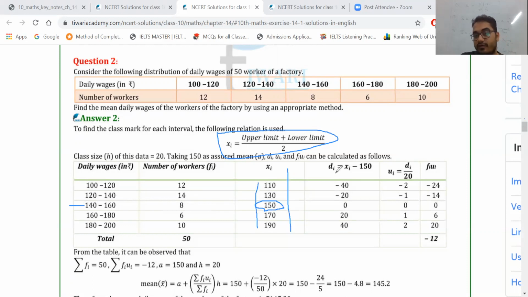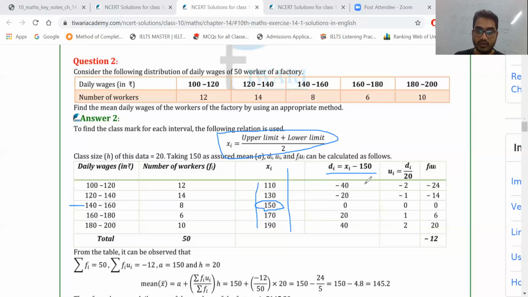Now, as we have the formula, di is equal to xi minus 150. As you can see, it is written over here. Why have they written 150? Because in the formula di is equal to xi minus a, and a is what we have assumed, 150. That is why in this table I have written 150 directly instead of a. So what are we getting? We are getting di. 110 minus 150, so that is minus 40. Once again minus 20, 0, 20 and 40. So this is what I have got, di.